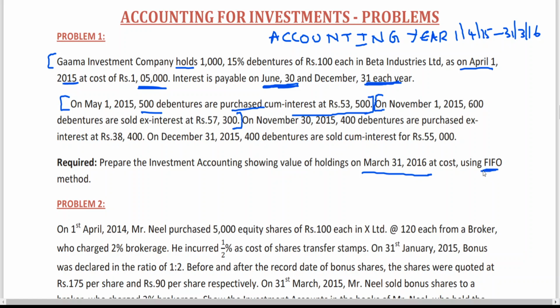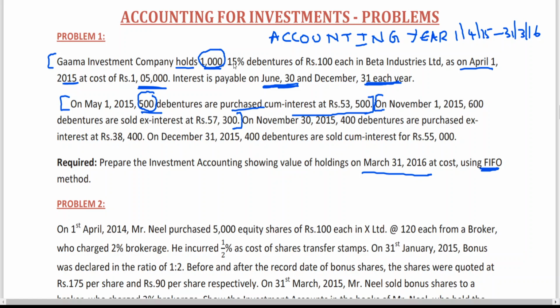For that, you should know which method they are following. Here in the problem, it is given that they are following FIFO method. When you follow FIFO method, we are having 1,000 debentures. Out of that, so far you got two lots. One is opening balance, 1,000 debentures. Then purchase is 500 debentures. So 1,000 plus 500. Which lot will you be selling?